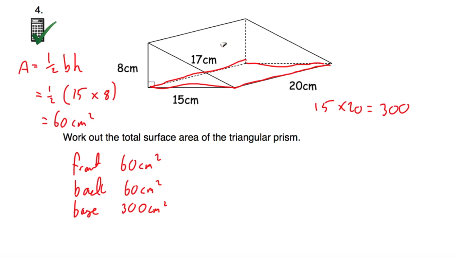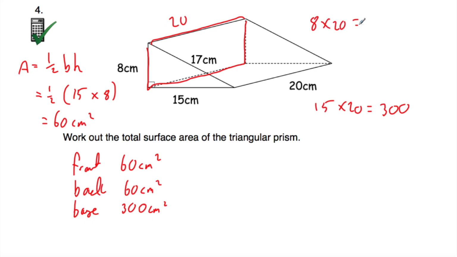Now let's do the area of the left-hand face. So in terms of the left-hand face, we've got this rectangle here. And with that rectangle, it's got a width of 8 centimeters, and the length of it will be how long, or the depth of the prism, which is 20 centimeters. So you get 8 times 20, and 8 times 20 is equal to 160 centimeters squared. So that means the area of the left-hand face is 160 centimeters squared. So that's fantastic. That's the area of the left-hand face.